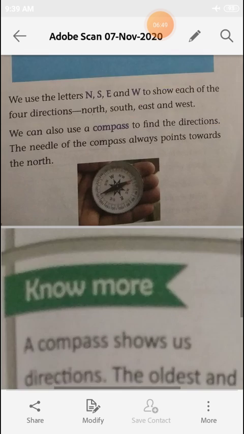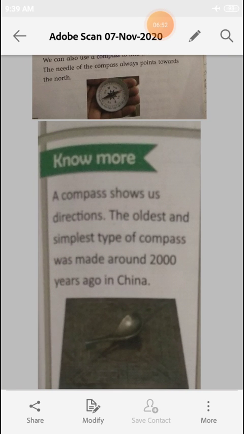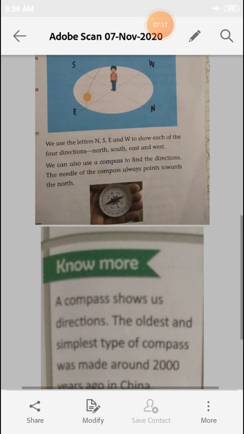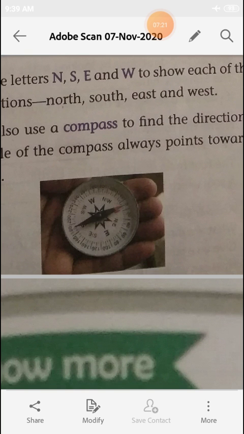Student, do you know a compass shows us direction? The oldest and simplest type of compass was made around 2000 years ago in China. The first compass was made in China around 2000 years ago. Look at this picture. This picture is a compass. We can also use it to find the direction.